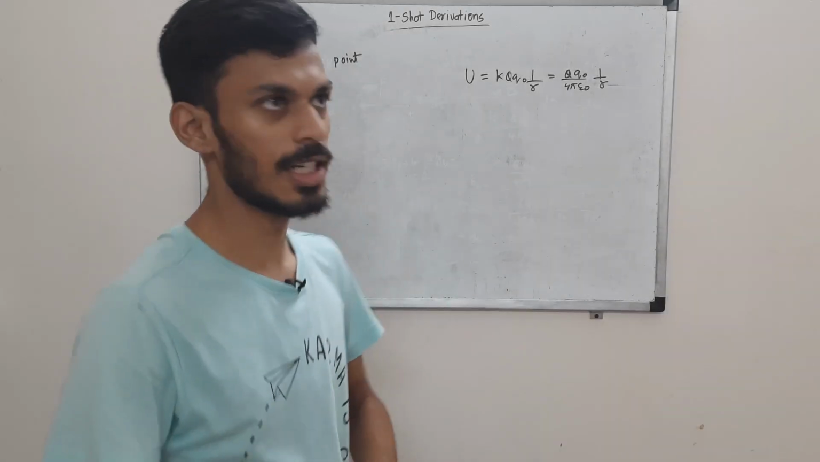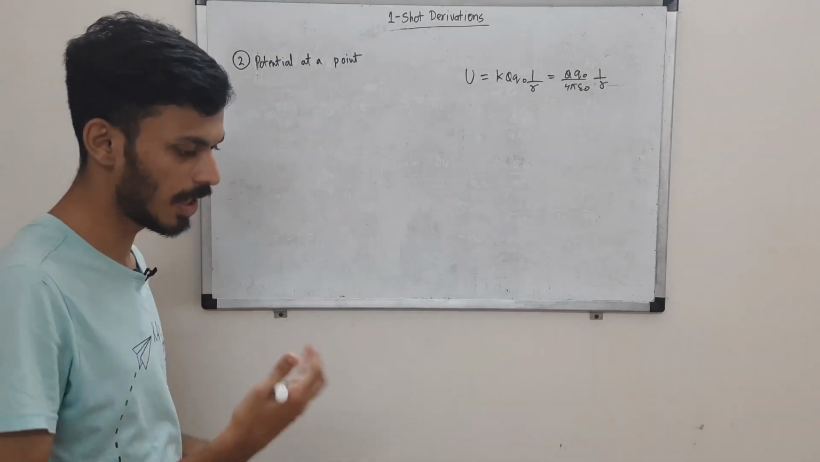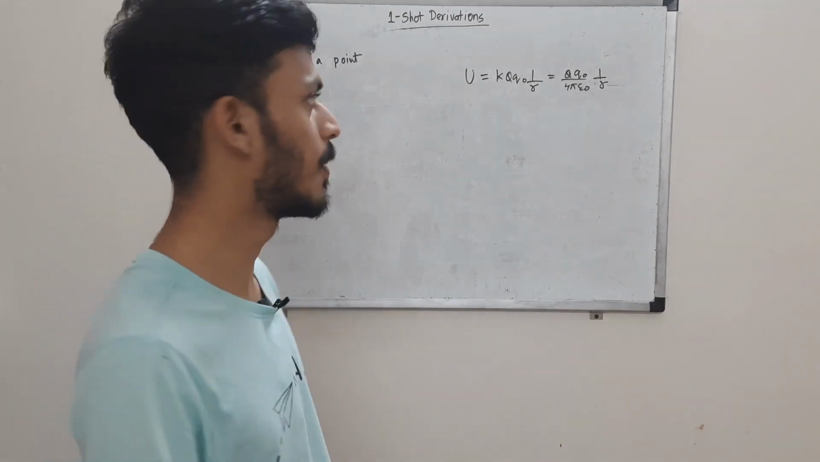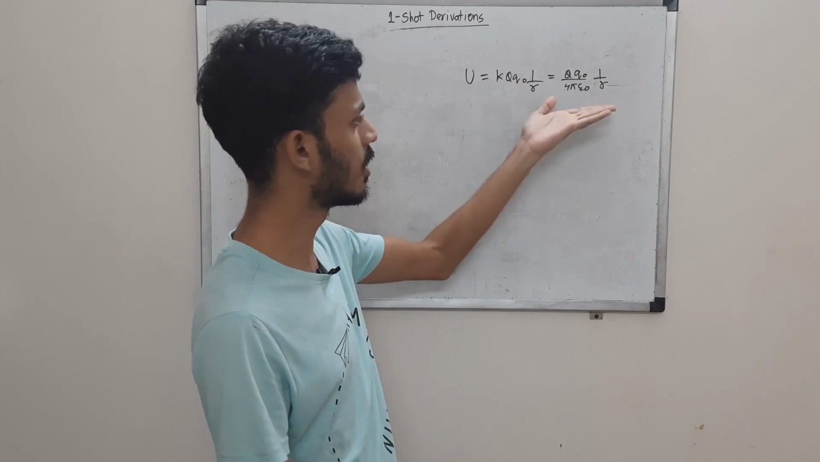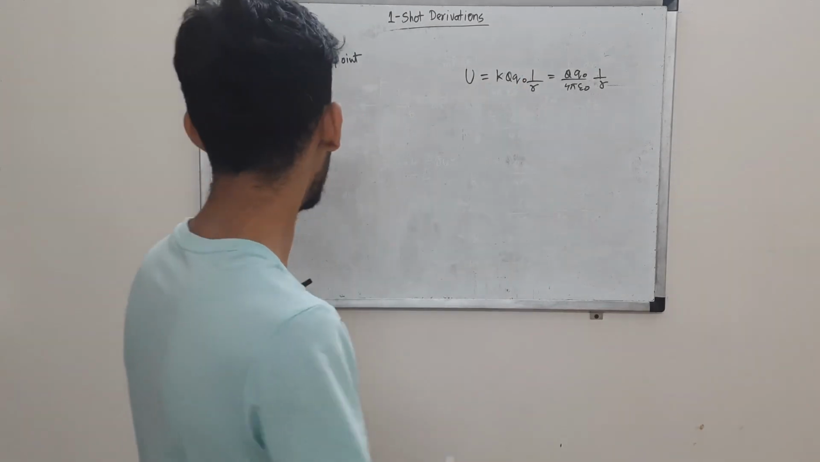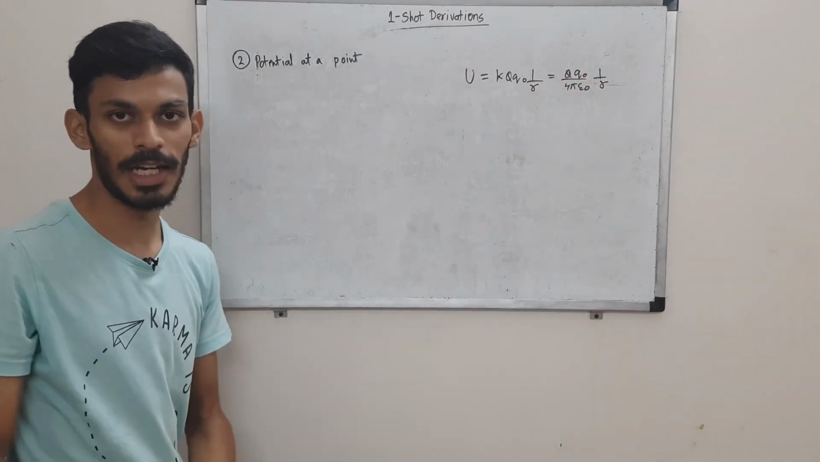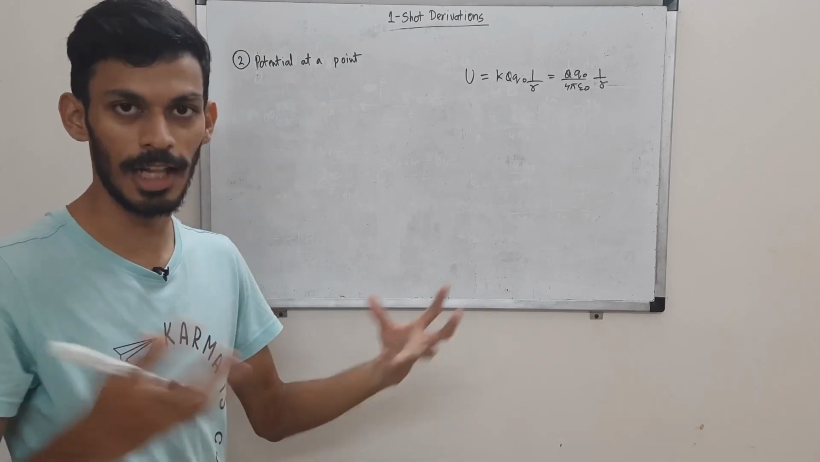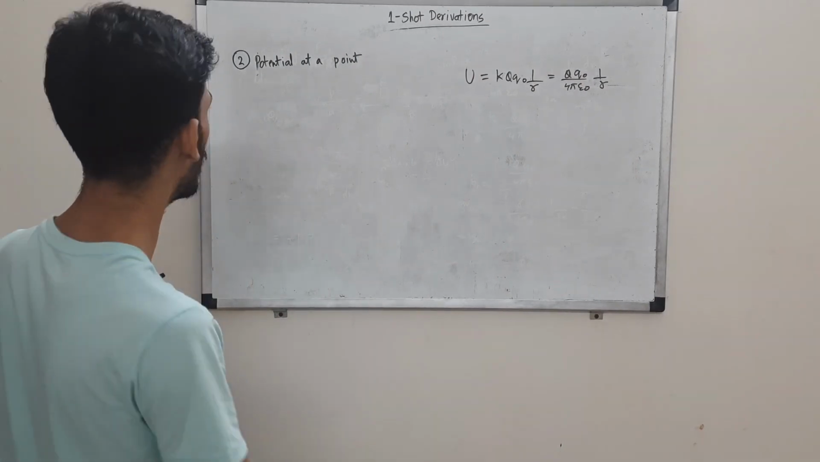Discuss about potential at a particular point. So far we have discussed and found the expression for potential energy at a specific point. Now we'll be using that expression to find the potential at a particular point, the electrostatic potential, which is the hero of today's story.